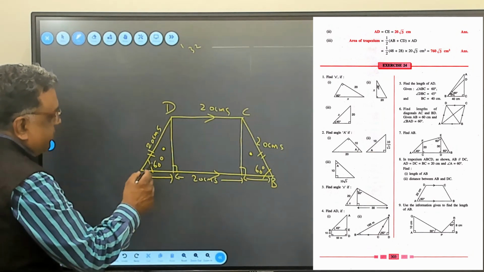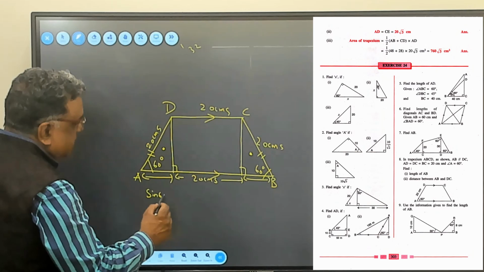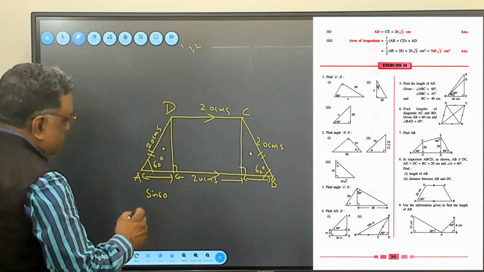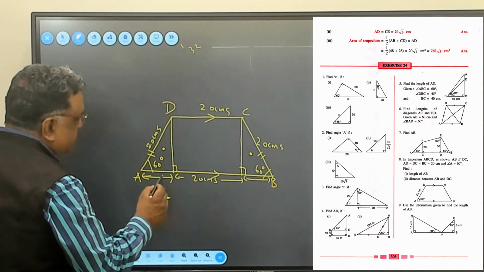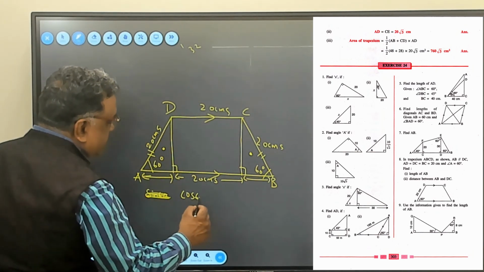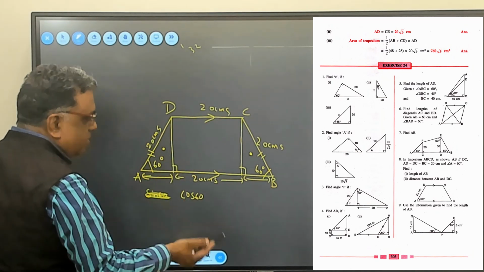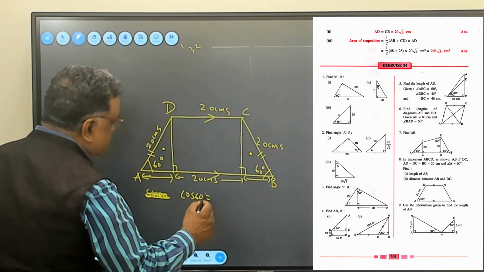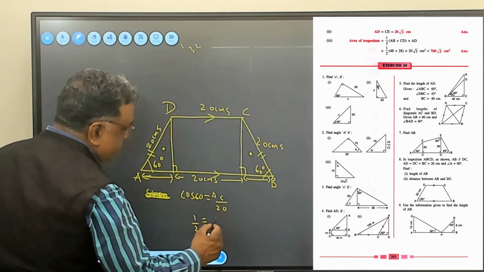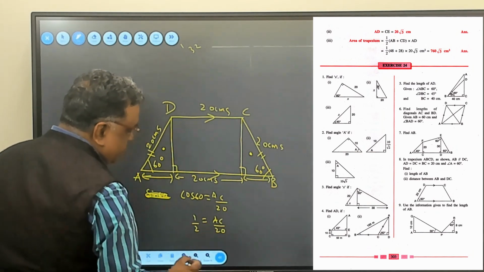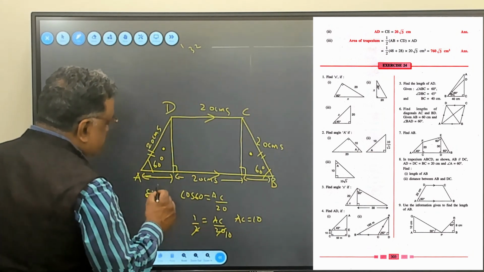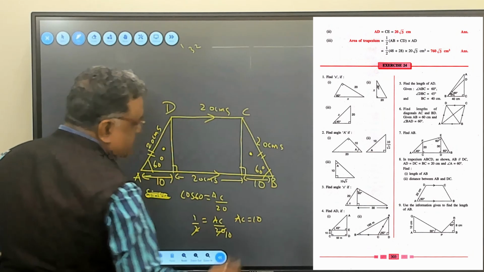This length I can find using cos 60, because I have to find this, so I can use cos 60, adjacent upon hypotenuse. Cos 60 is better, because in sin 60 I do not know this side, so I cannot use sin 60. So cos 60 is AC upon 20. Cos 60 is half, so AC upon 20 is half. So AC becomes 10. So this becomes 10. Similarly, this also will become 10.